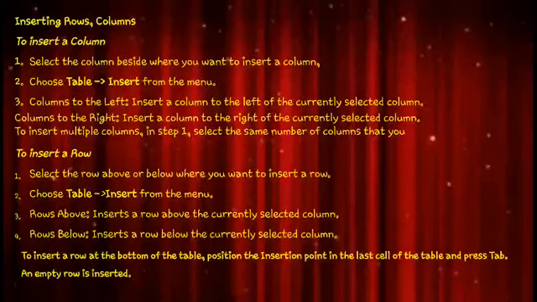The next one, inserting rows and columns. Suppose I added only 2 rows and 2 columns to the table, and I want to add more columns. What to do? Go to the insert rows and columns menu. How to insert a column in a table? Go to Table, then choose Insert, then choose the option Column.